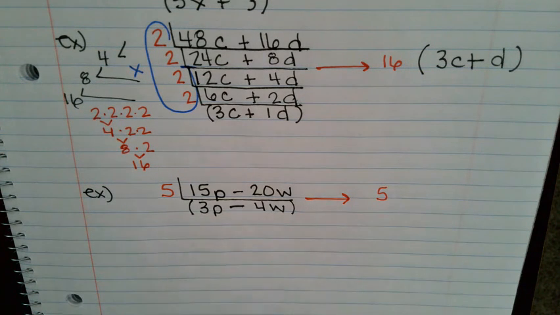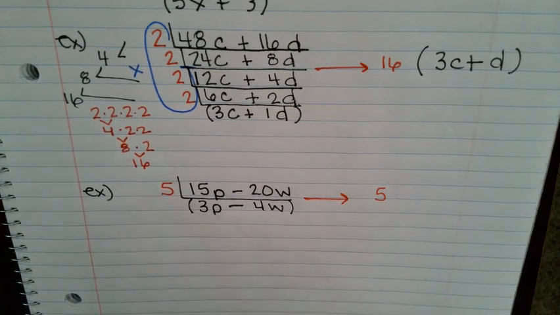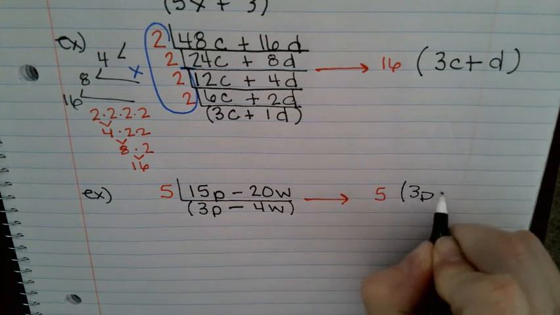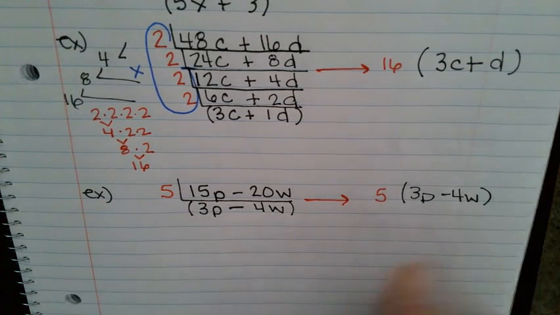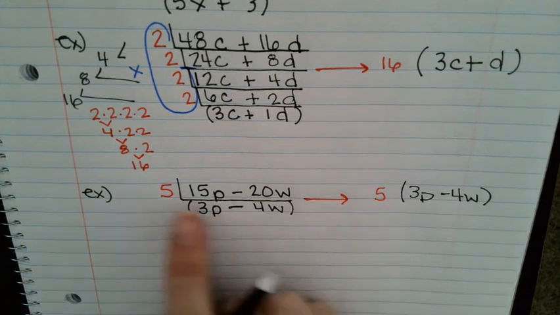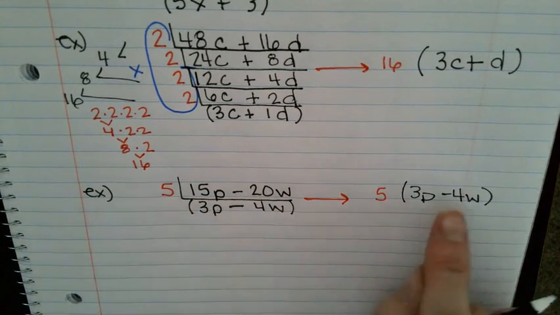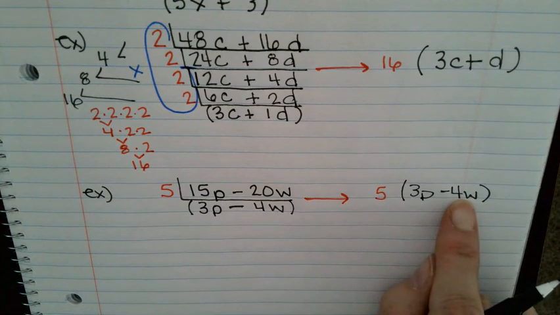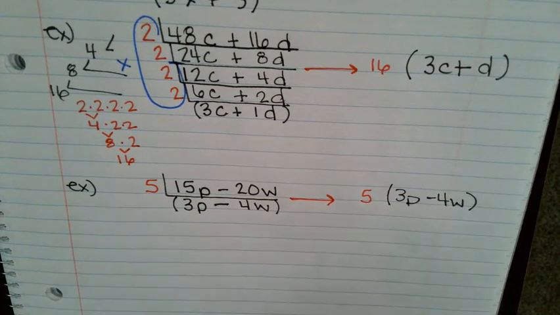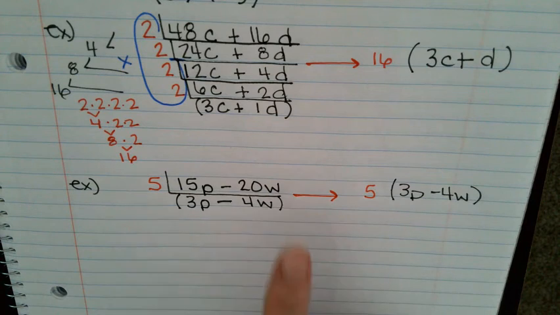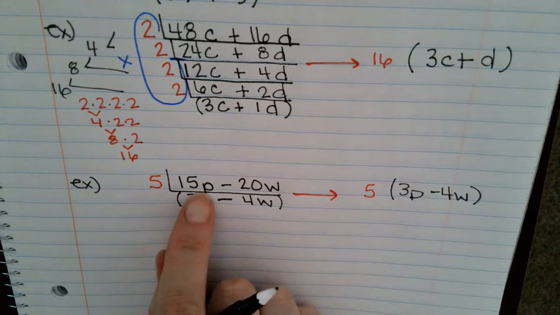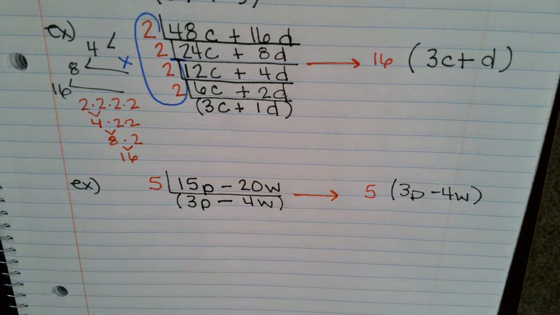Sorry about that. So we know that the greatest common factor is 5, and what's left is 3p minus 4w. So 5 times 3p is 15p. 5 times 4w is 20w. And this is how you factor using the greatest common factor. 5 groups of 3p minus 4w is 15p minus 20w.